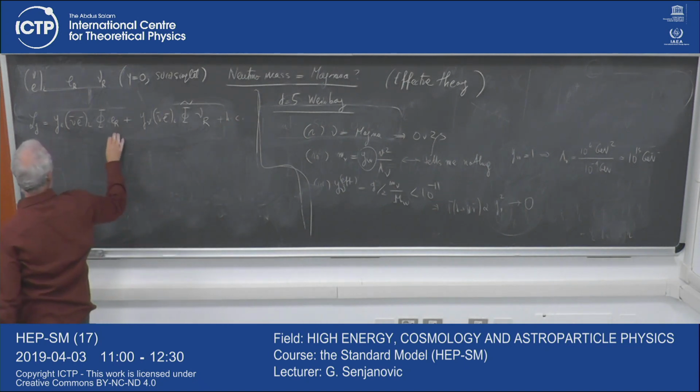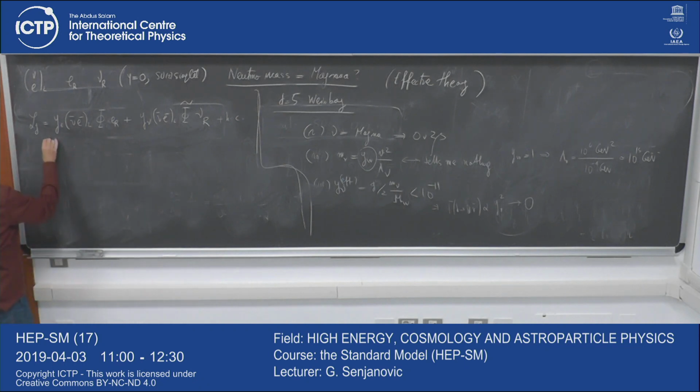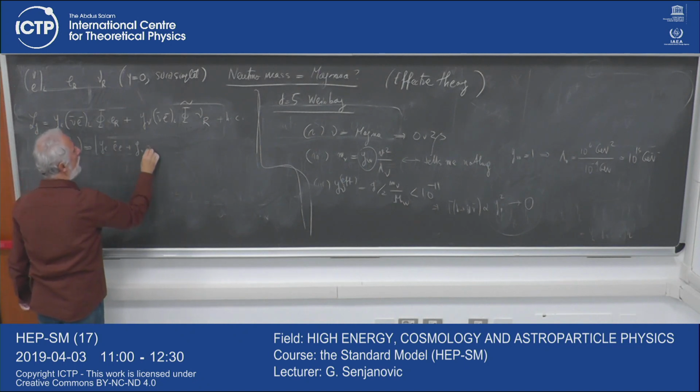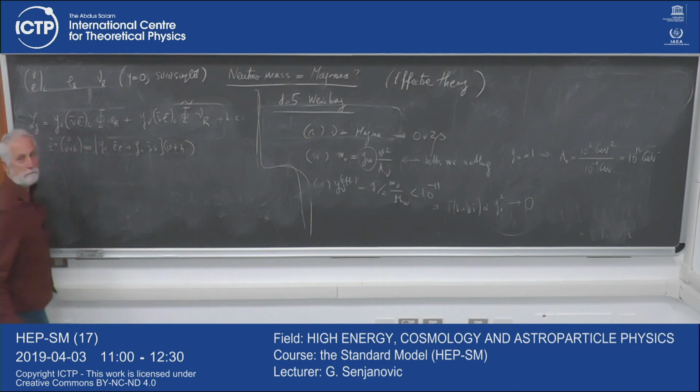What would I conclude? The same conclusion that I get here. Phi is (0, v plus h). Therefore, I get Yukawa e bar e, and I get the same thing, Yukawa nu bar nu, times v plus h. Just like for the upper quarks. Now I got the mass.